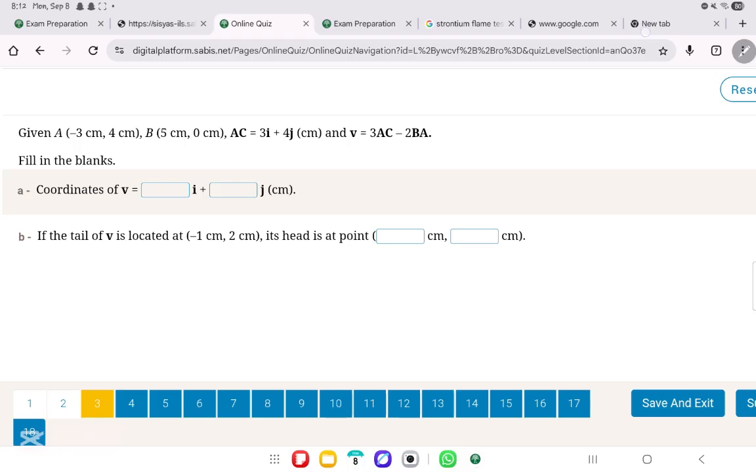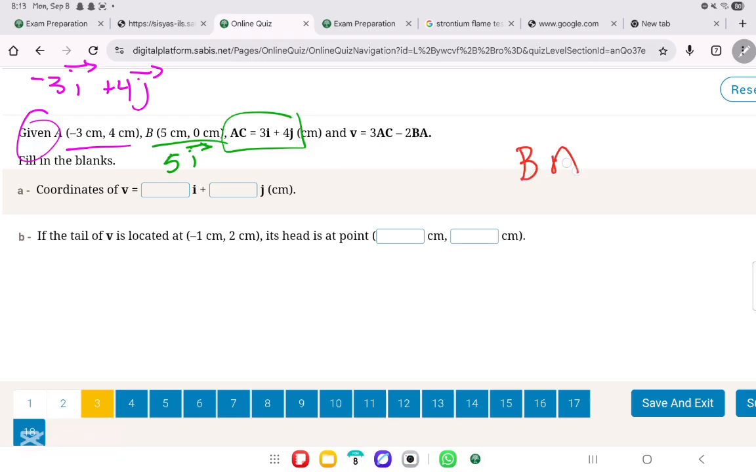Given A, which is minus 3 centimeter, 4 centimeter, I always prefer to transfer it into Cartesian. So minus 3i plus 4j, okay? And then B, what is B? B is 5 centimeter, 0 centimeter. I always like to change it into Cartesian, so 5i plus 0j. There's no need to put j because it's 0j, okay? And then they gave us AC, which is 3i plus 4j. They told us that V is 3 times AC minus 2 times BA.